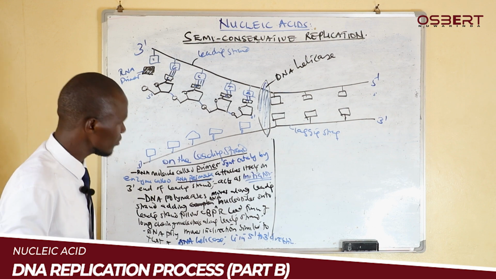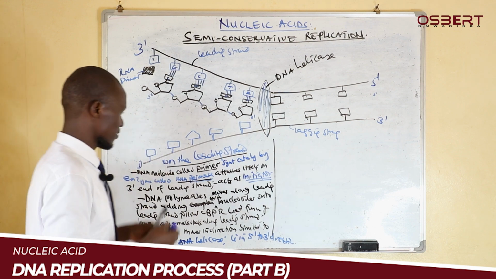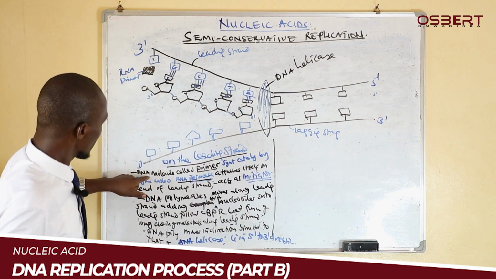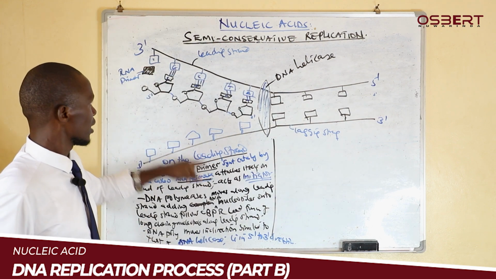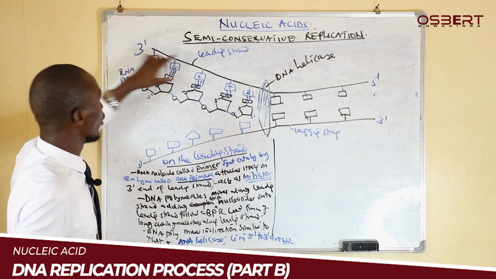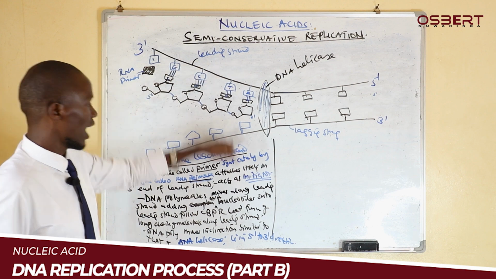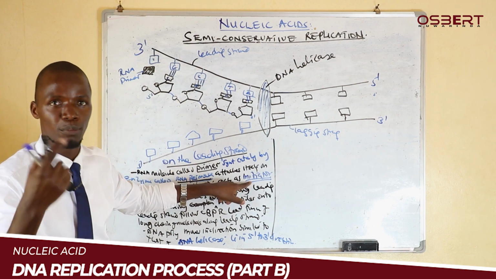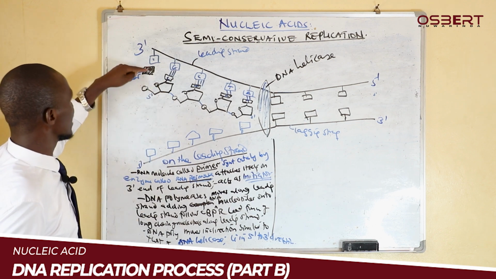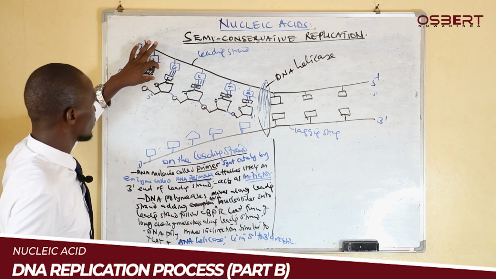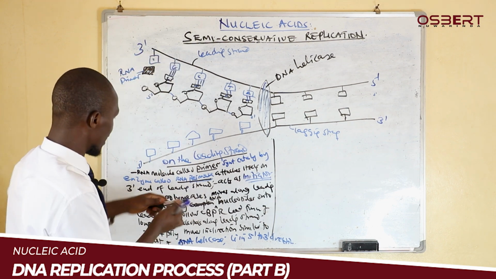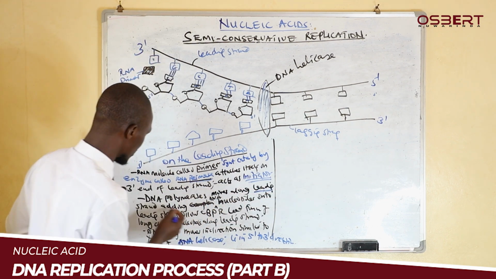So we are saying an RNA molecule called a primer attaches itself at the 3' end of the leading strand, and it acts as an initiator for the process of replication. After that, the DNA polymerase starts from the primer and keeps moving along the leading strand.